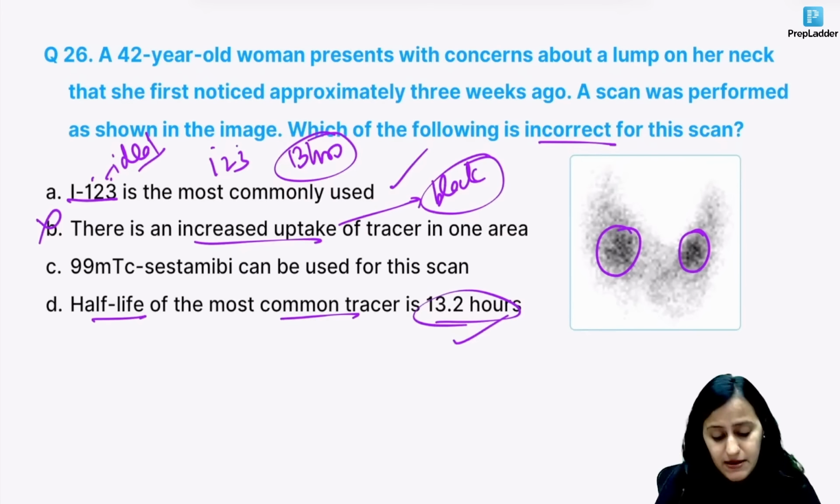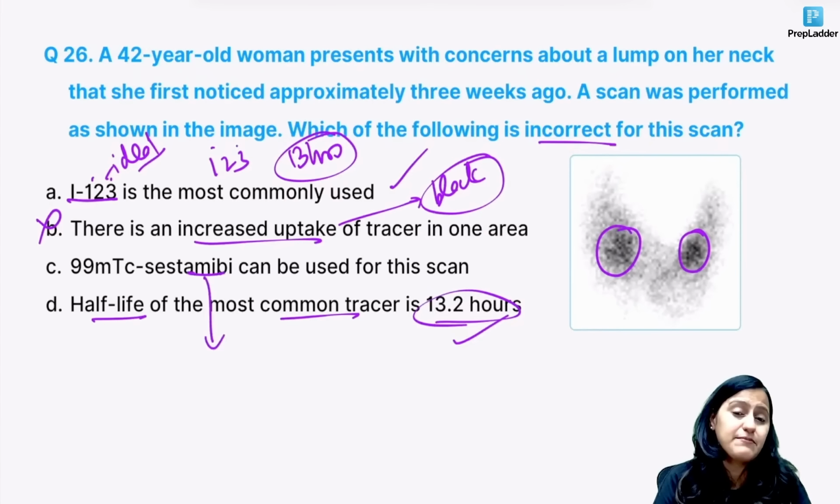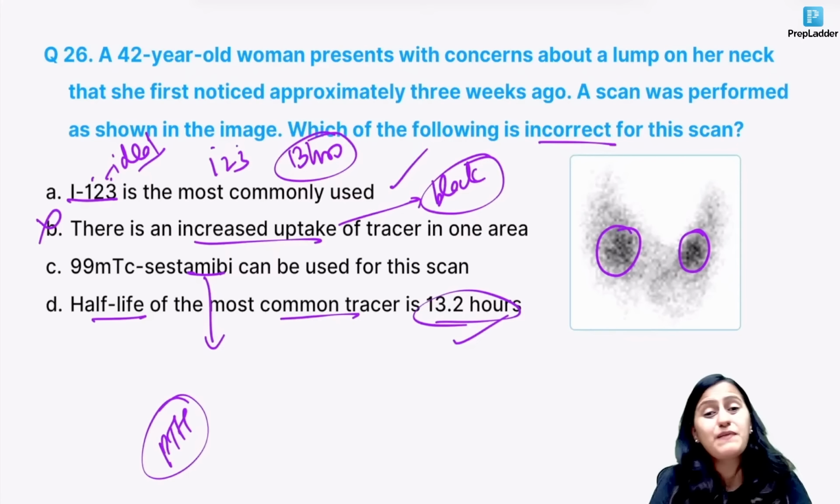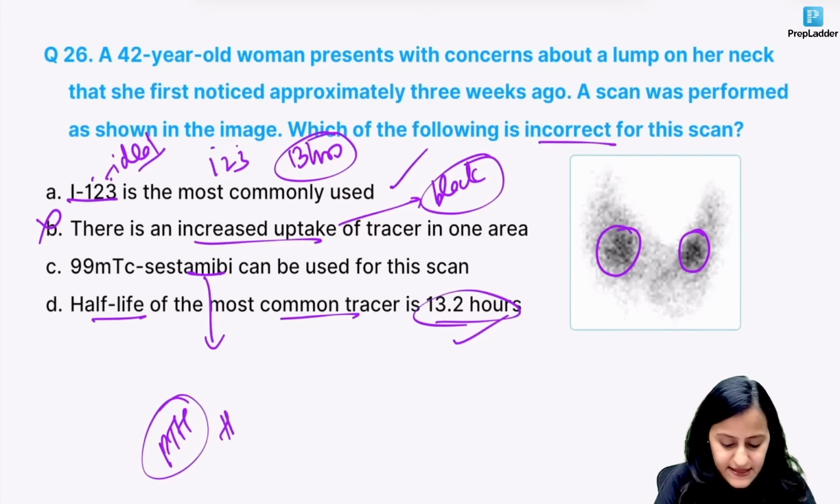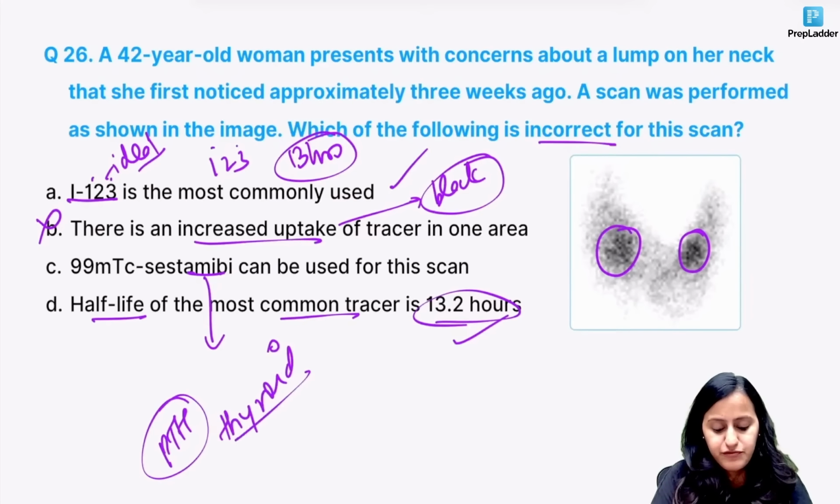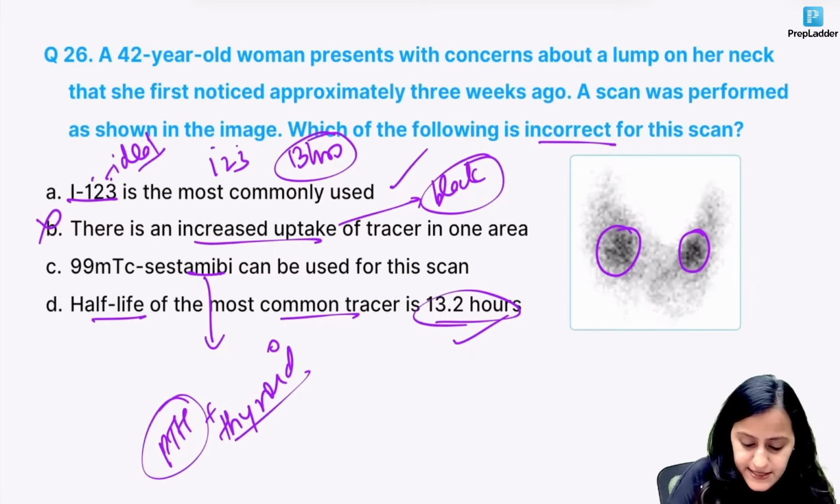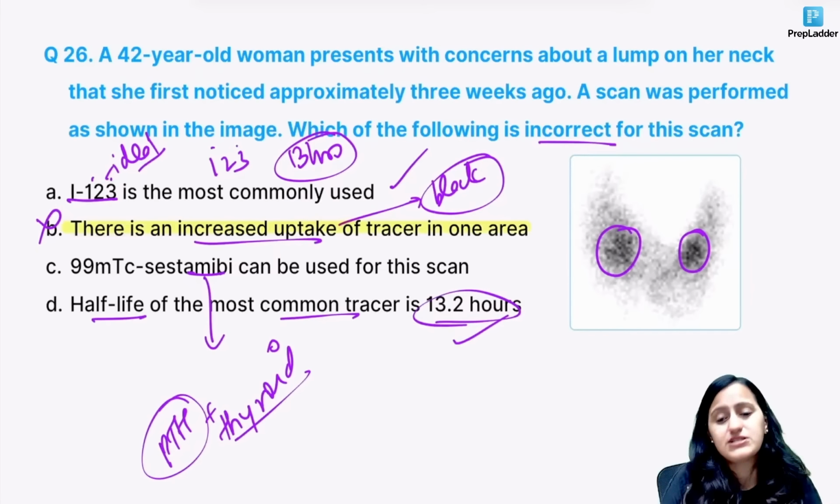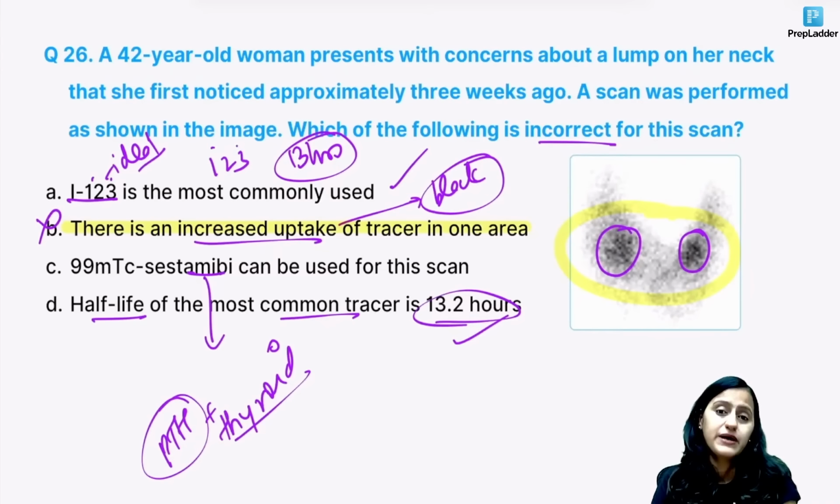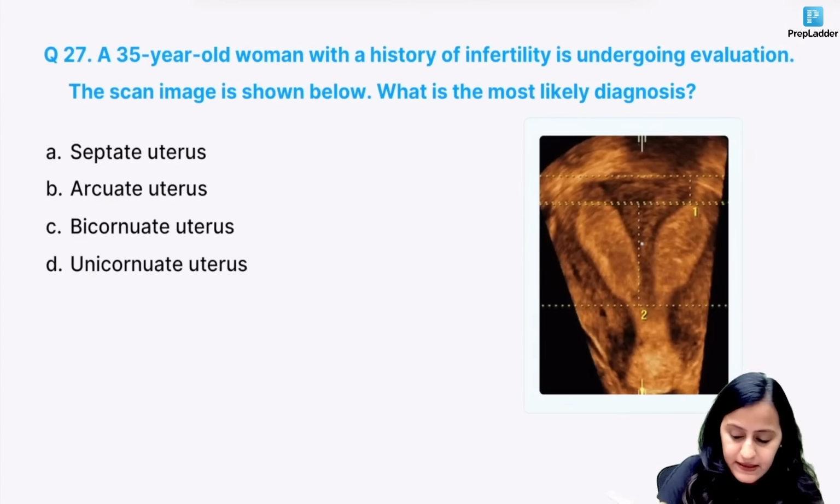Technetium-99 sestamibi can also be used. Remember, sestamibi we read about being used for the parathyroid, but at the same time, it can be used for the thyroid also. Thyroid also shows uptake. So yes, you can use sestamibi for thyroid also. So what is incorrect here is there is increased uptake in not just one area, but there are two areas. Okay, clear with everyone? Next one.